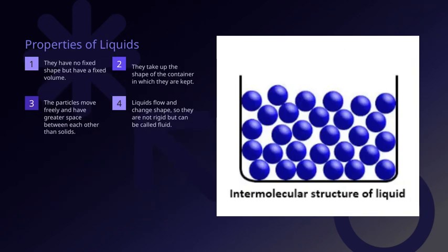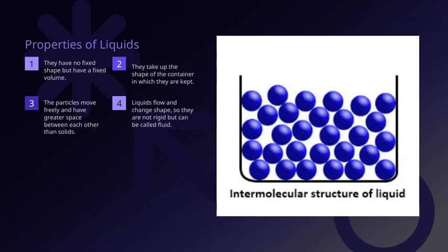Let's take a closer look at the properties of liquids. First, they don't have a fixed shape like solids do, but they do have a fixed volume. That means no matter what container you pour them into, they will always occupy the same amount of space. Speaking of containers, liquids take the shape of whatever they're in, so they adapt to different forms easily. Now, the particles inside a liquid move around more freely compared to solids, and there's more space between them. This increased movement and spacing give liquids their fluid nature. Because they can flow and change shape so easily, we describe liquids as being fluid.